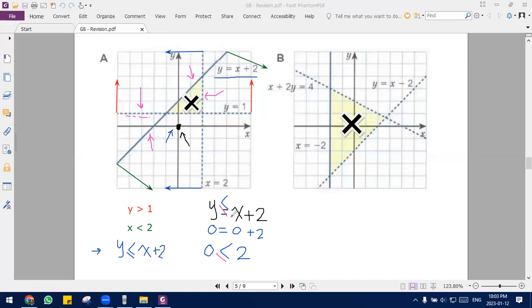So please, in the exam, write in this order. Put the equation on one side, like here, so it will be easier for me to understand where it is, okay? So these are the equations that define this region that is mentioned here in the graph: y greater than 1, x less than 2, and y less than or equal to x plus 2.